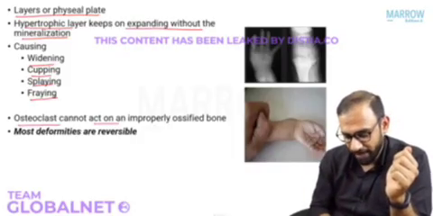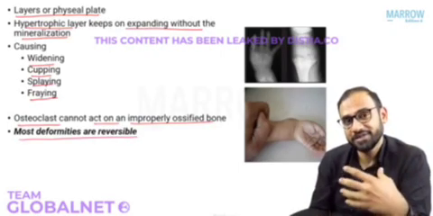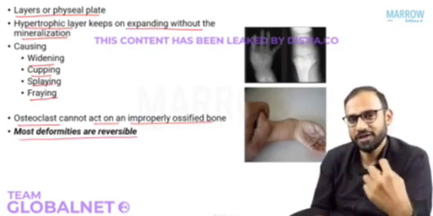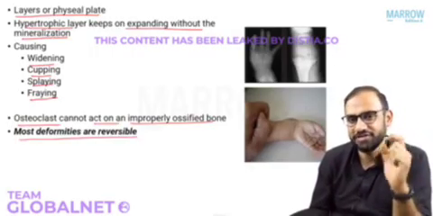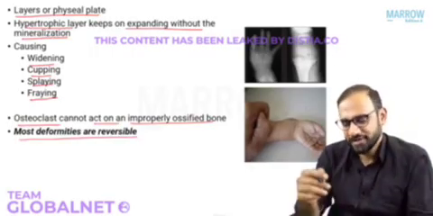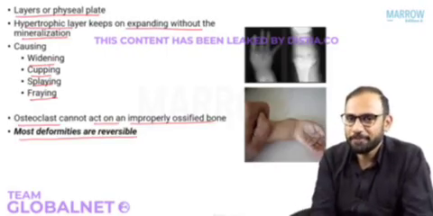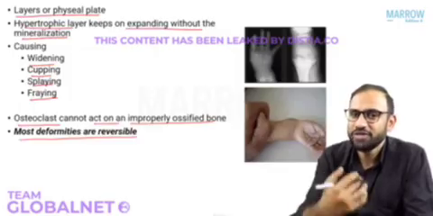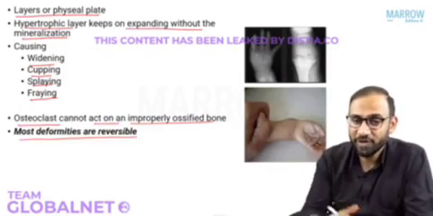The osteoclast cannot act on improperly ossified bone, and most deformities are reversible because once you start the treatment, the osteoclast can resorb the properly ossified bone, and hence these deformities disappear. So say this is a patient with rickets who comes to me and I have started giving him vitamin D. Now the bone will start to heal, the deformities will start to go away, the swellings will come down, and what will be the radiological picture now?